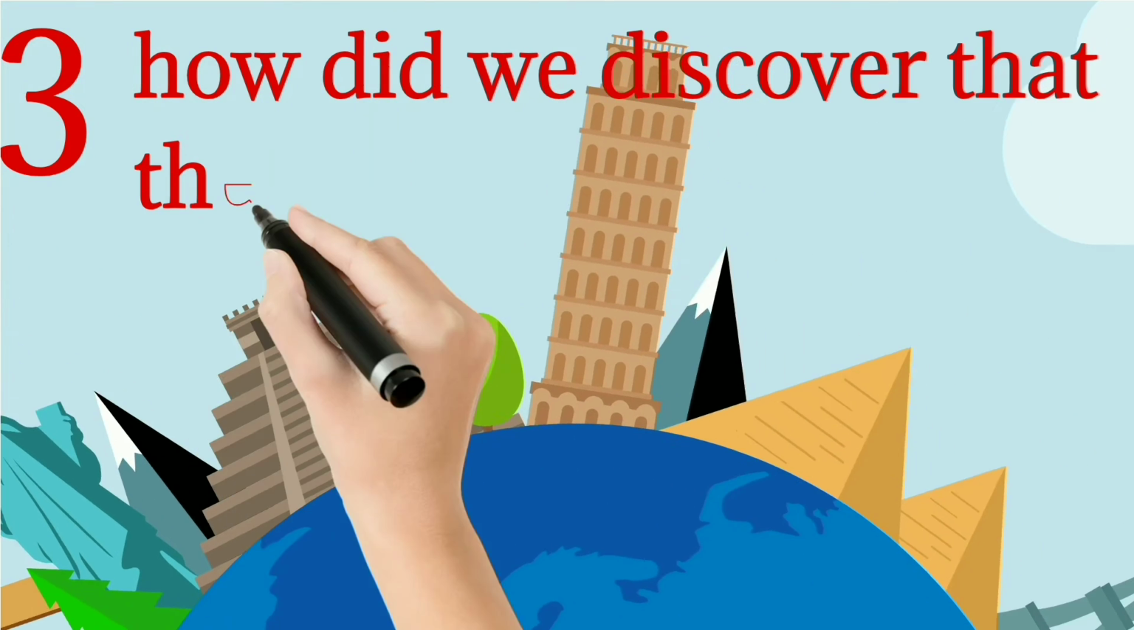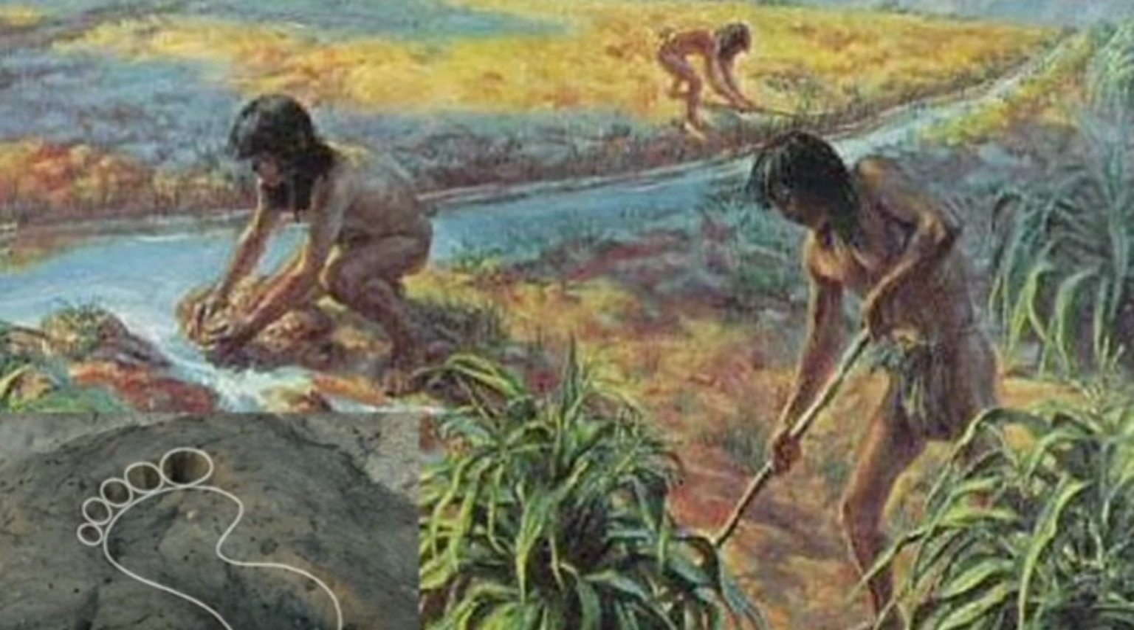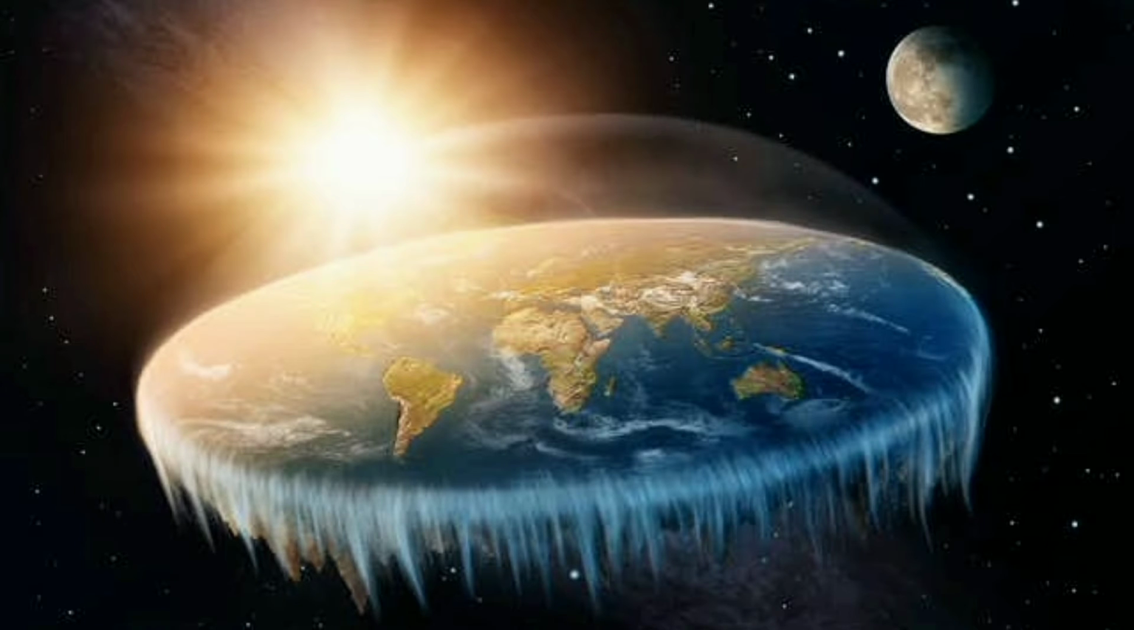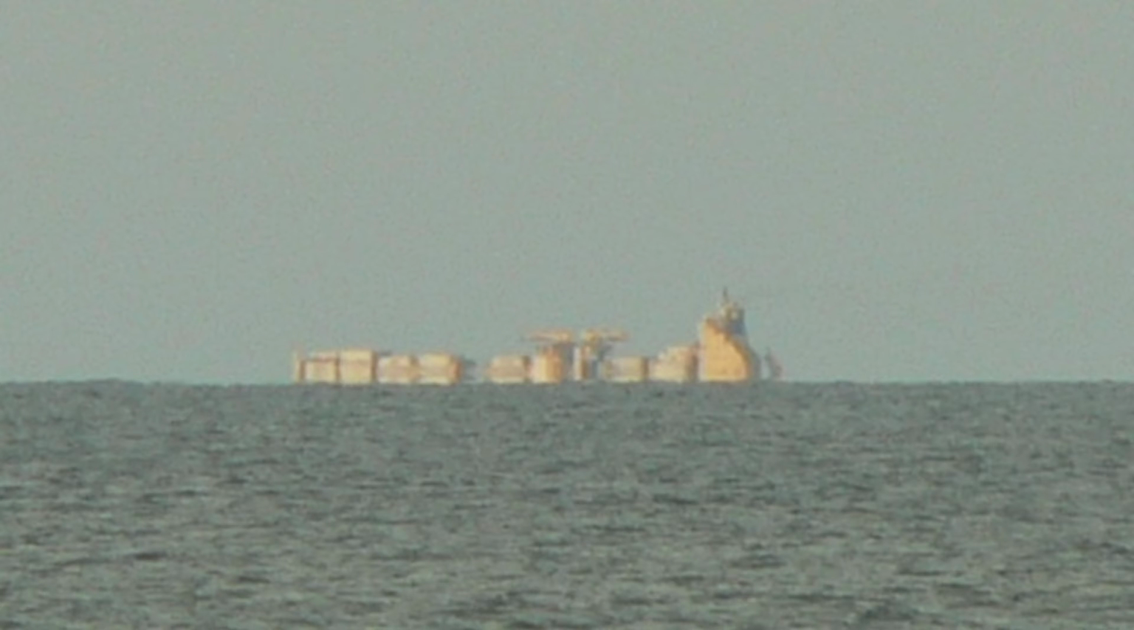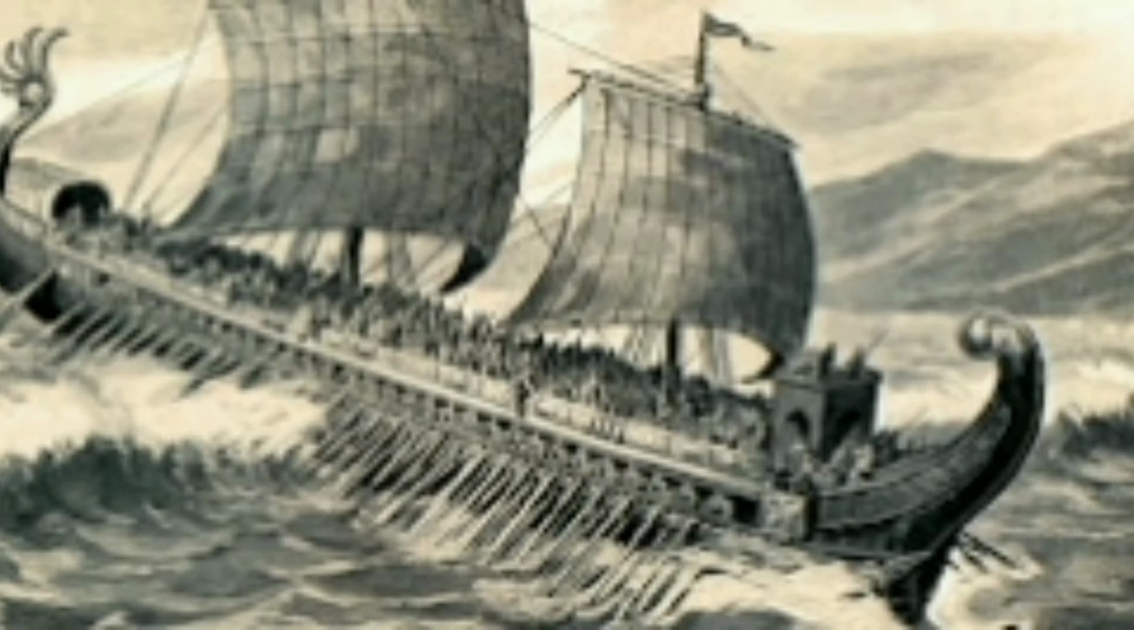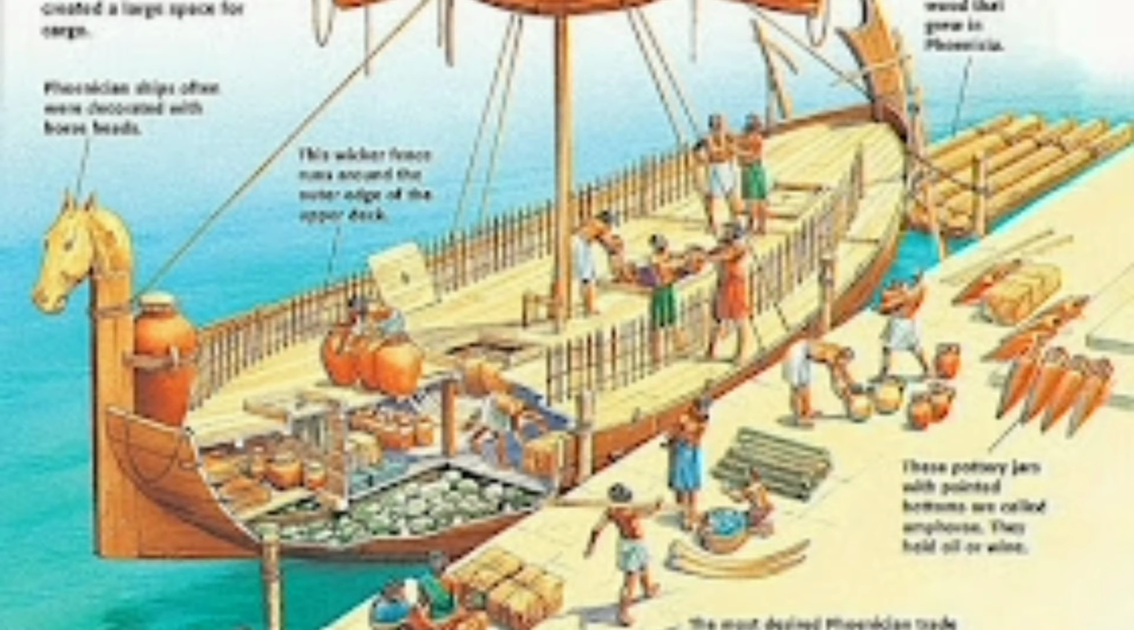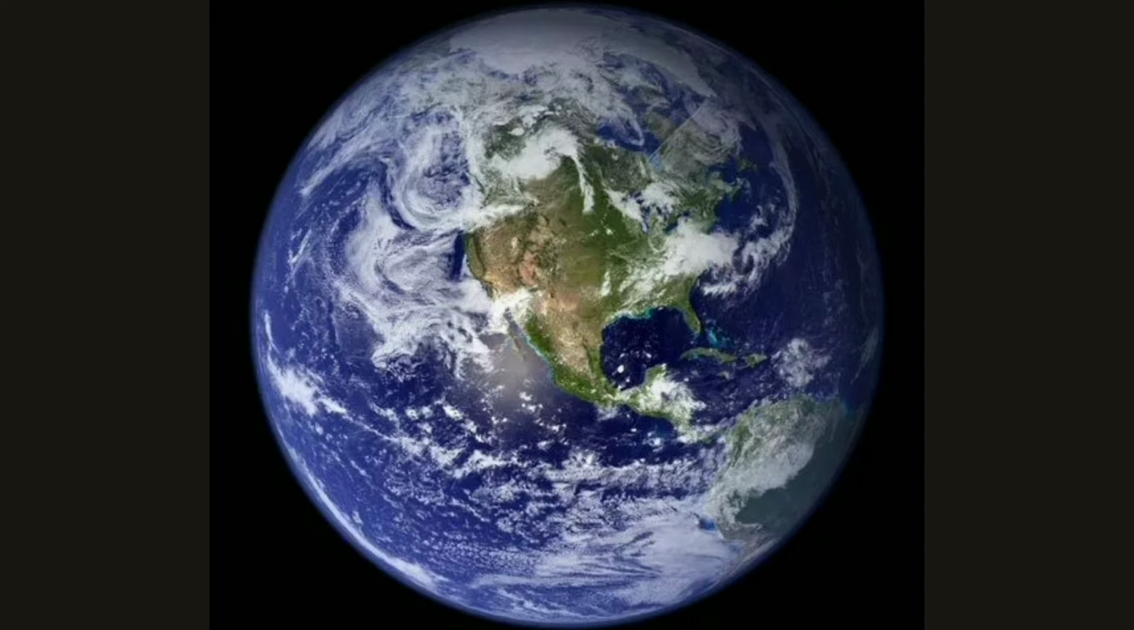Number 3. How did we discover that the Earth is round? About 3000 years ago, people believed that the Earth was flat, but people who wandered by ship disappeared at the horizon. Sailors who returned from journeys were proof that ships did not fall off the edge of the Earth. The simplest explanation was that the Earth must be round.